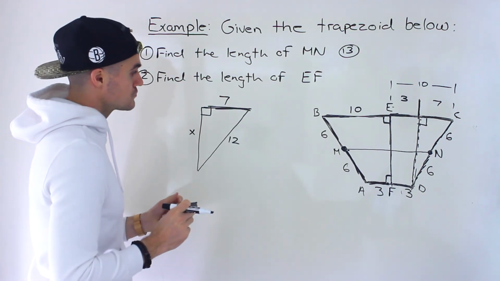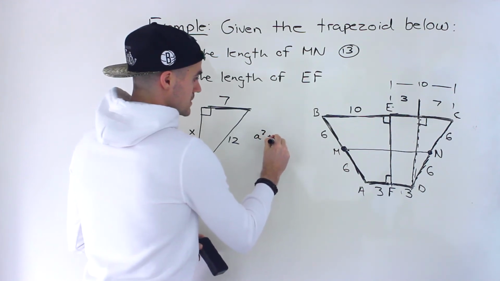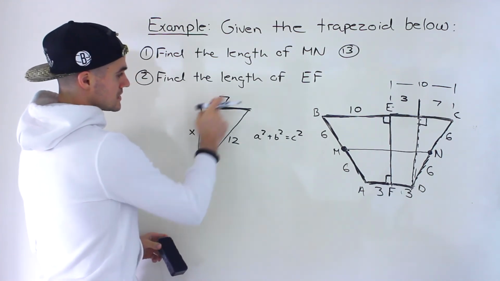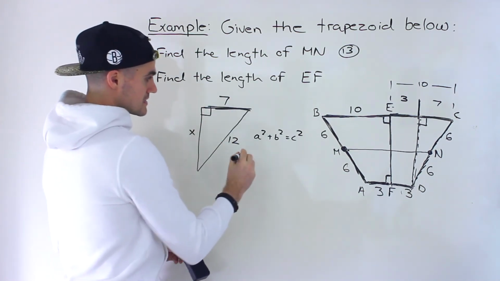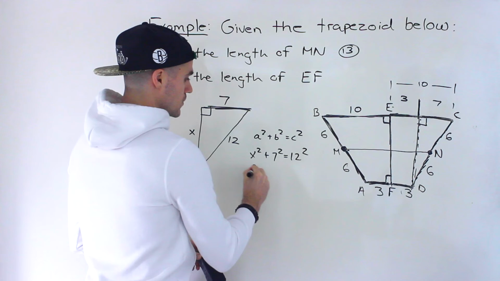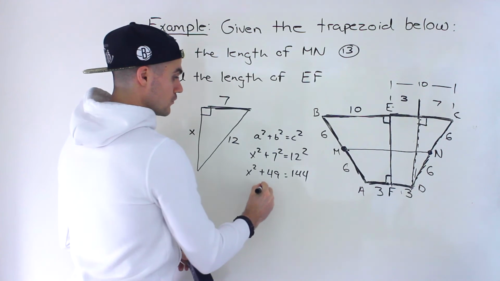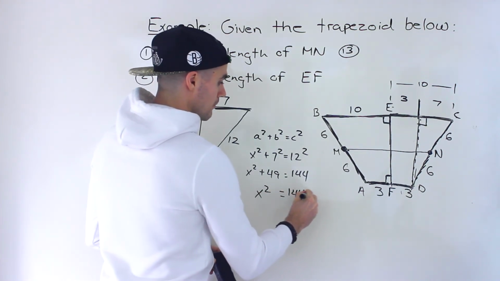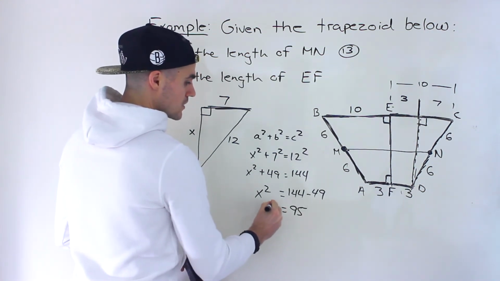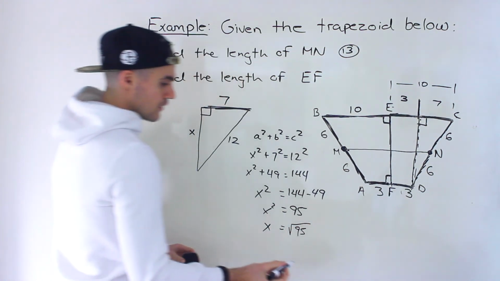And then from here, we can use Pythagoras theorem to solve for that X. Remember, Pythagoras theorem is a squared plus b squared equals c squared. The c always has to be the hypotenuse, so that's going to be the 12. Then the a and the b, it doesn't matter which is which for the x and the 7. So we'll have x squared plus 7 squared equals 12 squared. So we'll have x squared plus 49 is equal to 144. Bring the 49 over. We'll have 144 minus 49, which would give us 95. So x squared is equal to 95. So that means x is equal to the square root of 95.